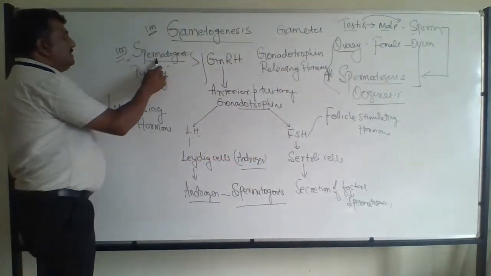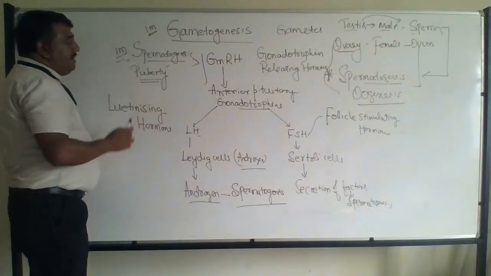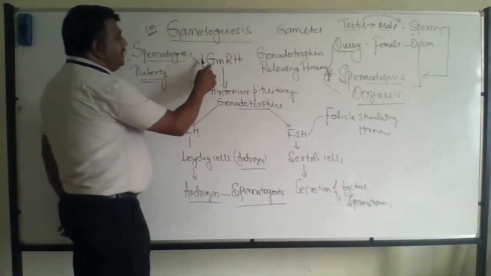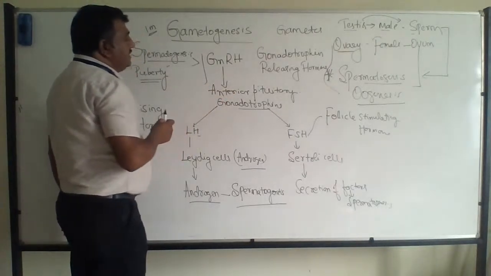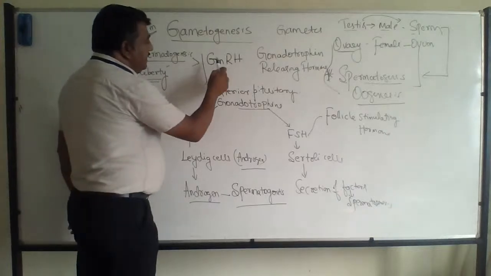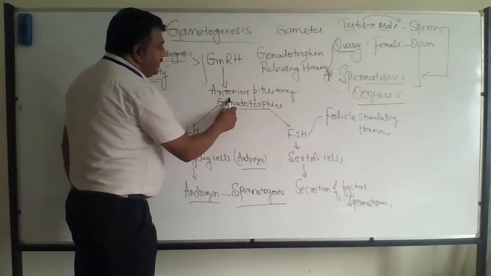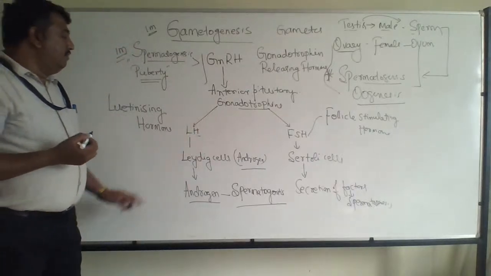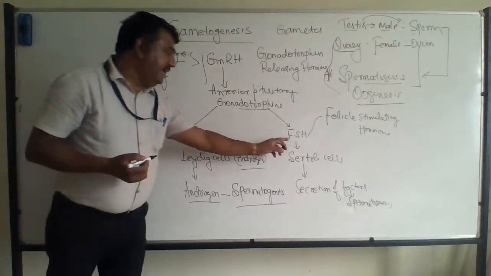This spermatogenesis in the human male starts at the age of puberty, and that is due to the significant increase in the gonadotropin releasing hormone. Okay, when it is increasing, it acts on the anterior pituitary. The anterior pituitary acts on two gonadotropin hormones. One is LH, another one is FSH.